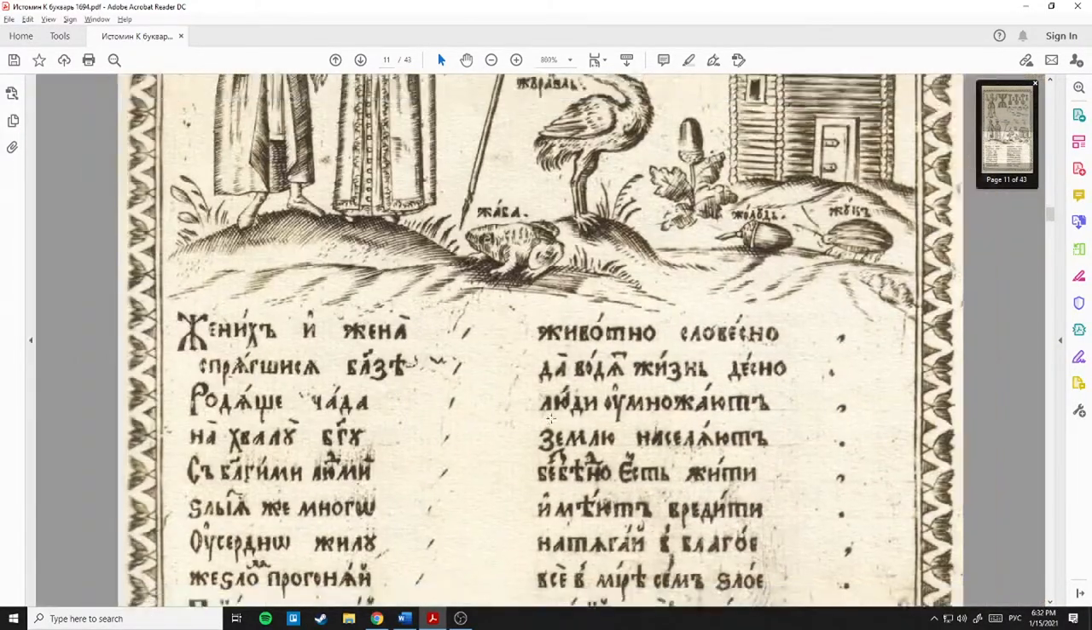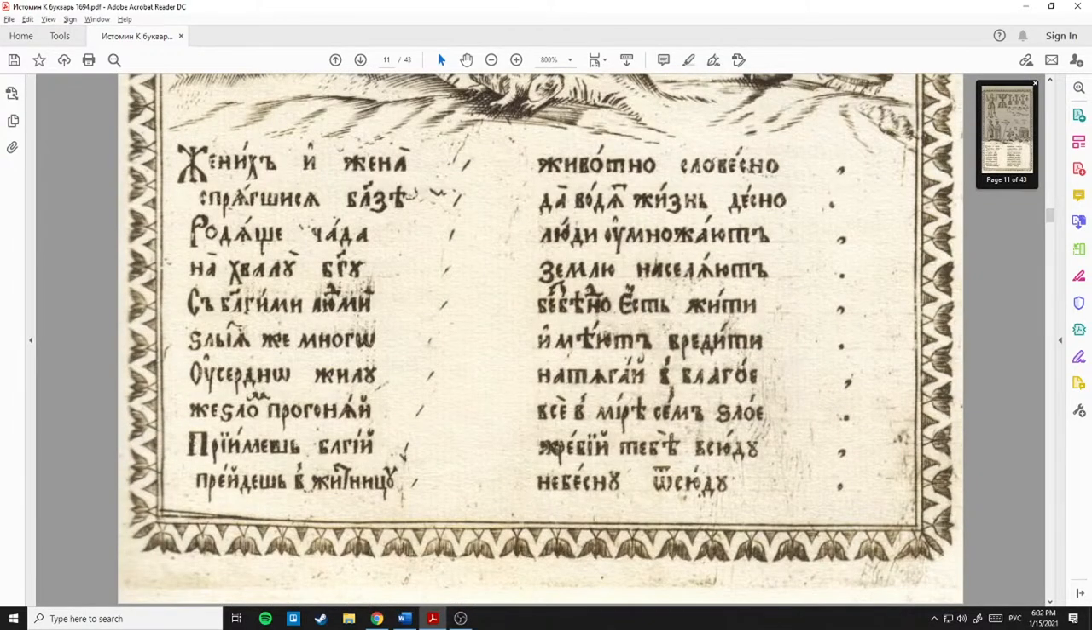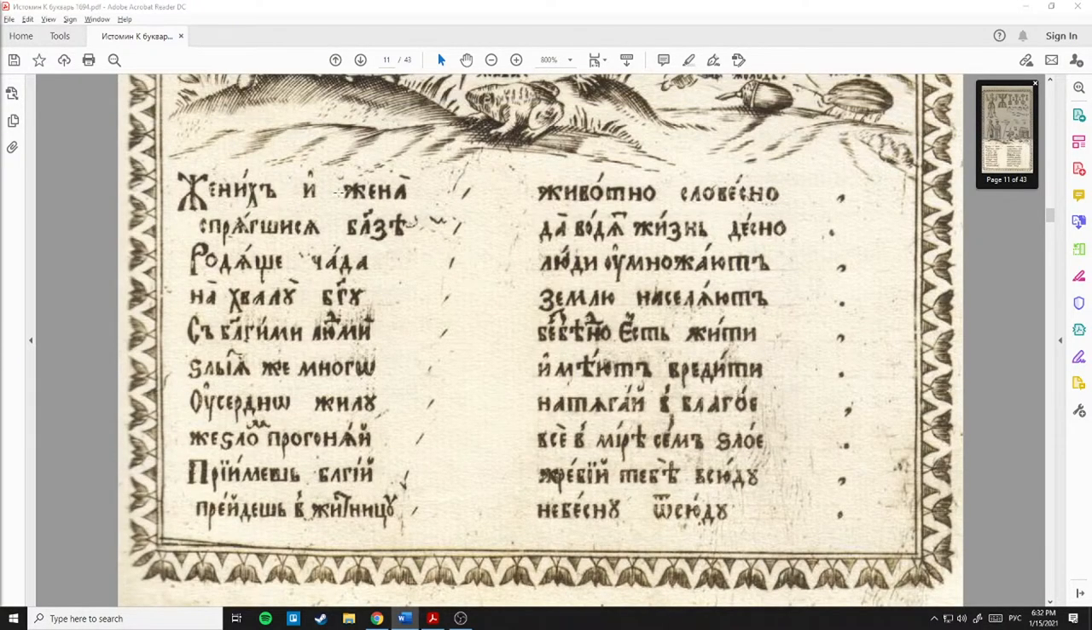So, this part is going to be interesting. Next one: ženich i žena. So, bridegroom and a bride. Životna slavjesna. Okay, životna, in life, slavjesna.